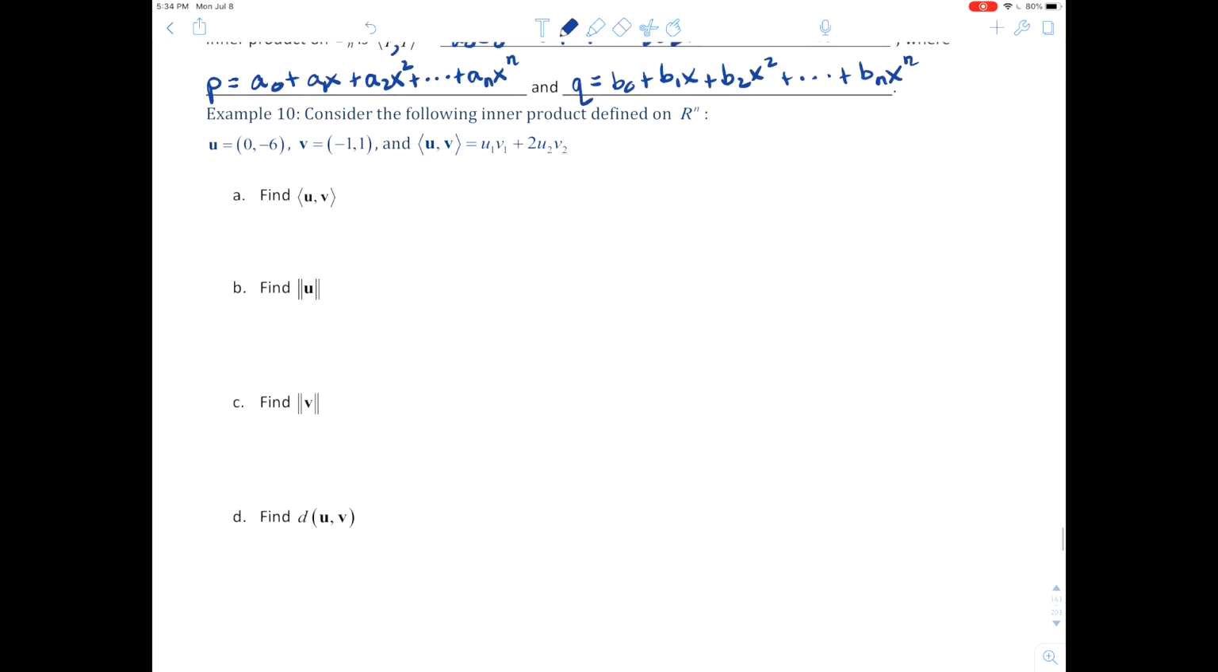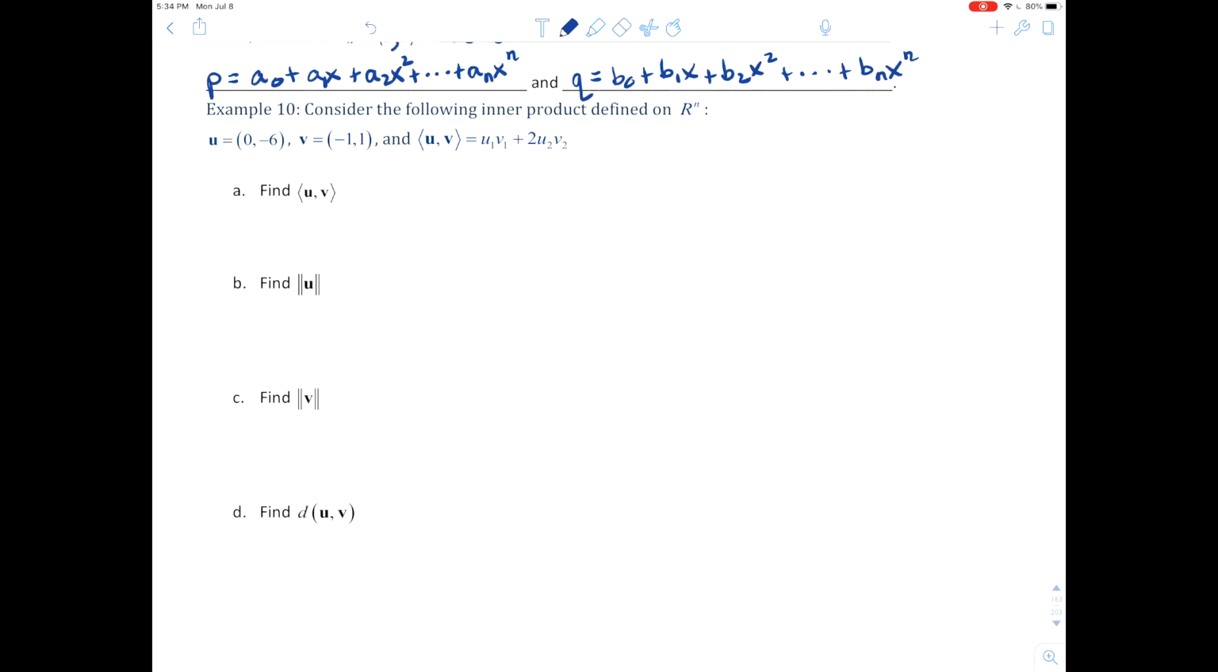Okay, so let's look at this inner product defined on Rn. Again, it's been defined, so we're going to use it. Let's find this stuff using this inner product. Doesn't matter that it's not the dot product. Get that out of your brain. It's been defined for this problem. So u is 0, -6, and v is -1, 1. So what's the inner product of u and v?